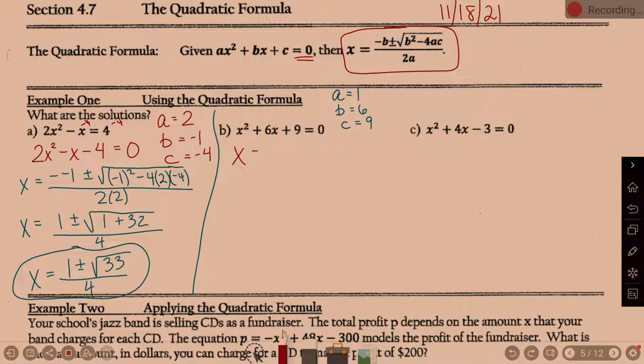I'm going to start off by saying x equals. Go back to that formula. Negative b, so it's a negative of 6, plus or minus the square root of b squared. So I'm going to write it as 6 squared minus 4 times 1 times 9, because that was minus 4 times a times c, all over 2a, 2 times 1.